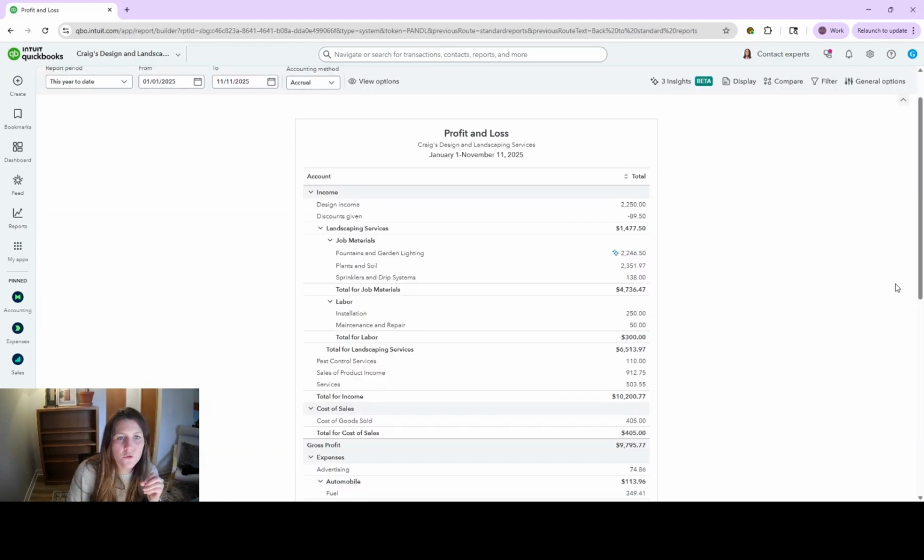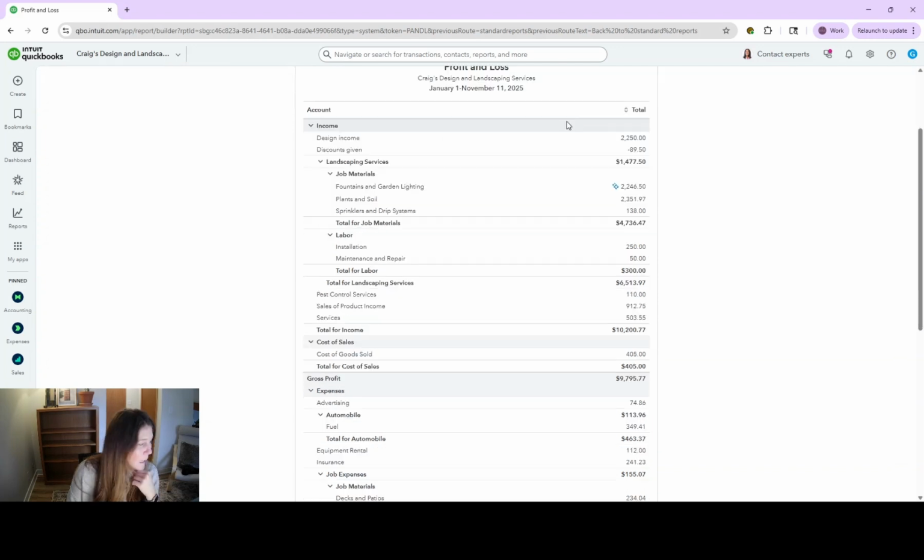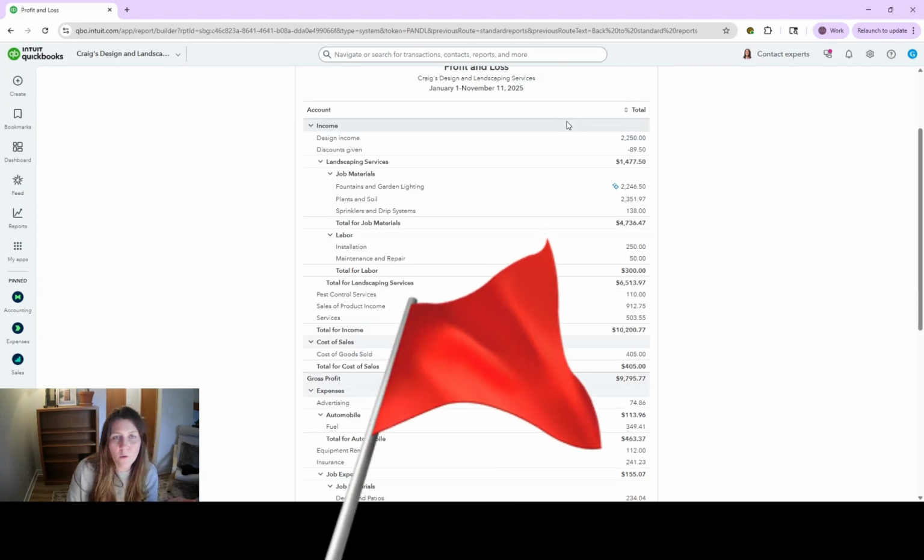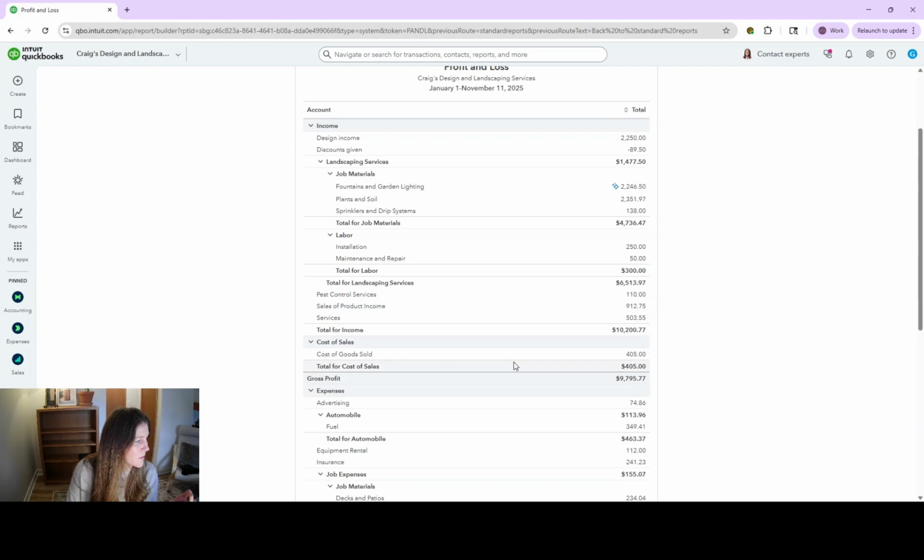Okay, moving on to the profit and loss statement and what constitutes a red flag on this statement. You should never really have a negative balance for your income or for your cost of goods sold. If you do, it might mean that transactions were categorized incorrectly. So if you have a negative balance, you'll definitely want to click on that number here to drill down into that account and see what's causing that negative balance.